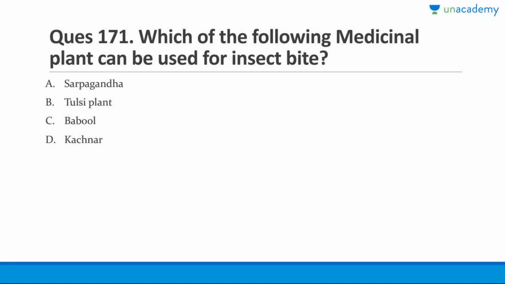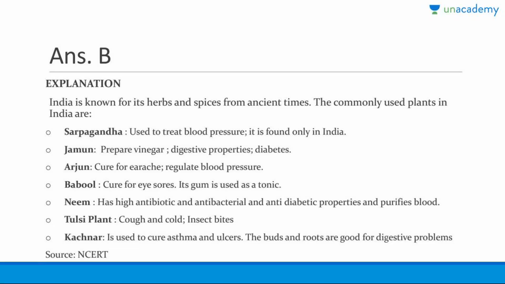Question 171. Which of the following medicinal plants can be used for insect bites? So Tulsi plant can be used for insect bites. Okay. So India is known for its herbs and spices. Sarpagandha is used to treat blood pressure. Okay, it's called Rauwolfia.